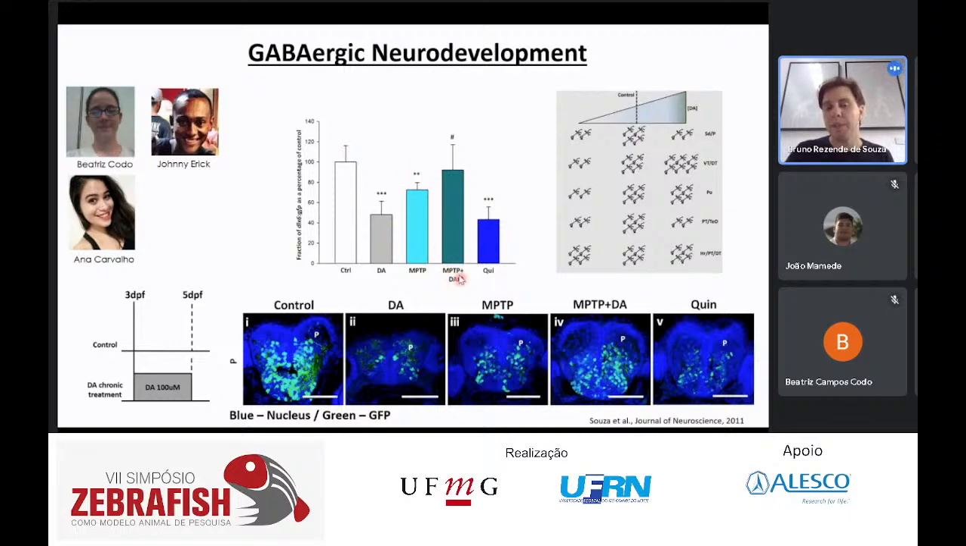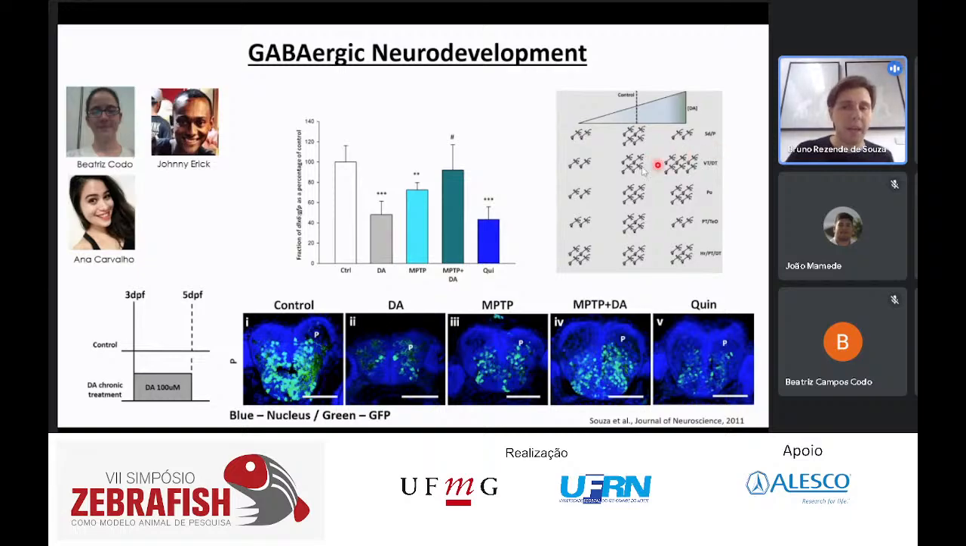But then we treated with MPTP plus dopamine. We killed the dopaminergic neurons with the toxin, but we added exogenous dopamine in the embryo medium, and we rescued the number of GABAergic neurons. And again, with quinpirole, a dopaminergic agonist, we can see a decrease of GABAergic neurons. When you check different regions, we can see this inverted U curve. Less dopamine with MPTP, too much dopamine with the dopamine exposure, and in both cases we have fewer GABAergic neurons. So when we think of the concentration curve, you have an inverted U curve in the number of GABAergic neurons.